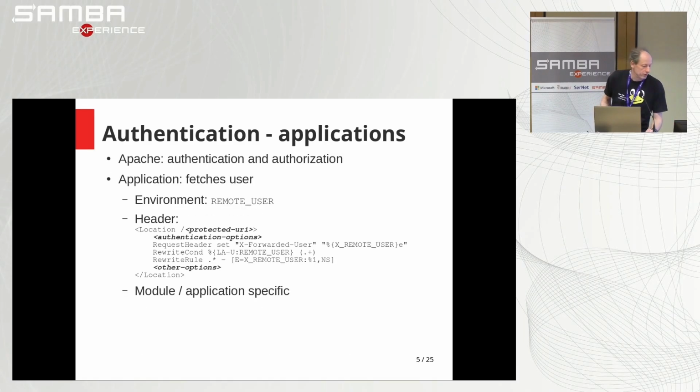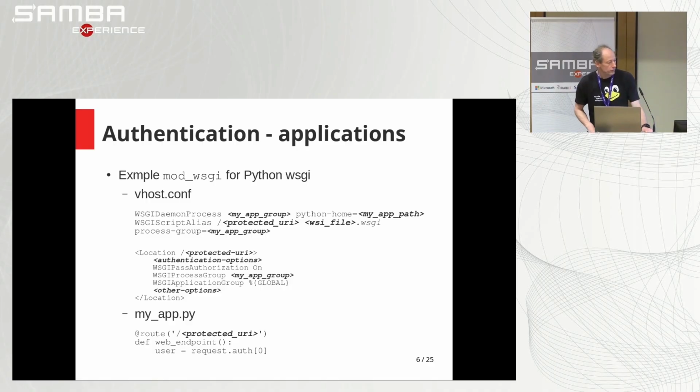So the application can either use the remote user that's available in the environment after authentication to figure out who the user of the application is, or it can check a header. And there are other ways, for example, for Python applications, you can use mod_wsgi with some options, and then in your Python application it's part of the request.